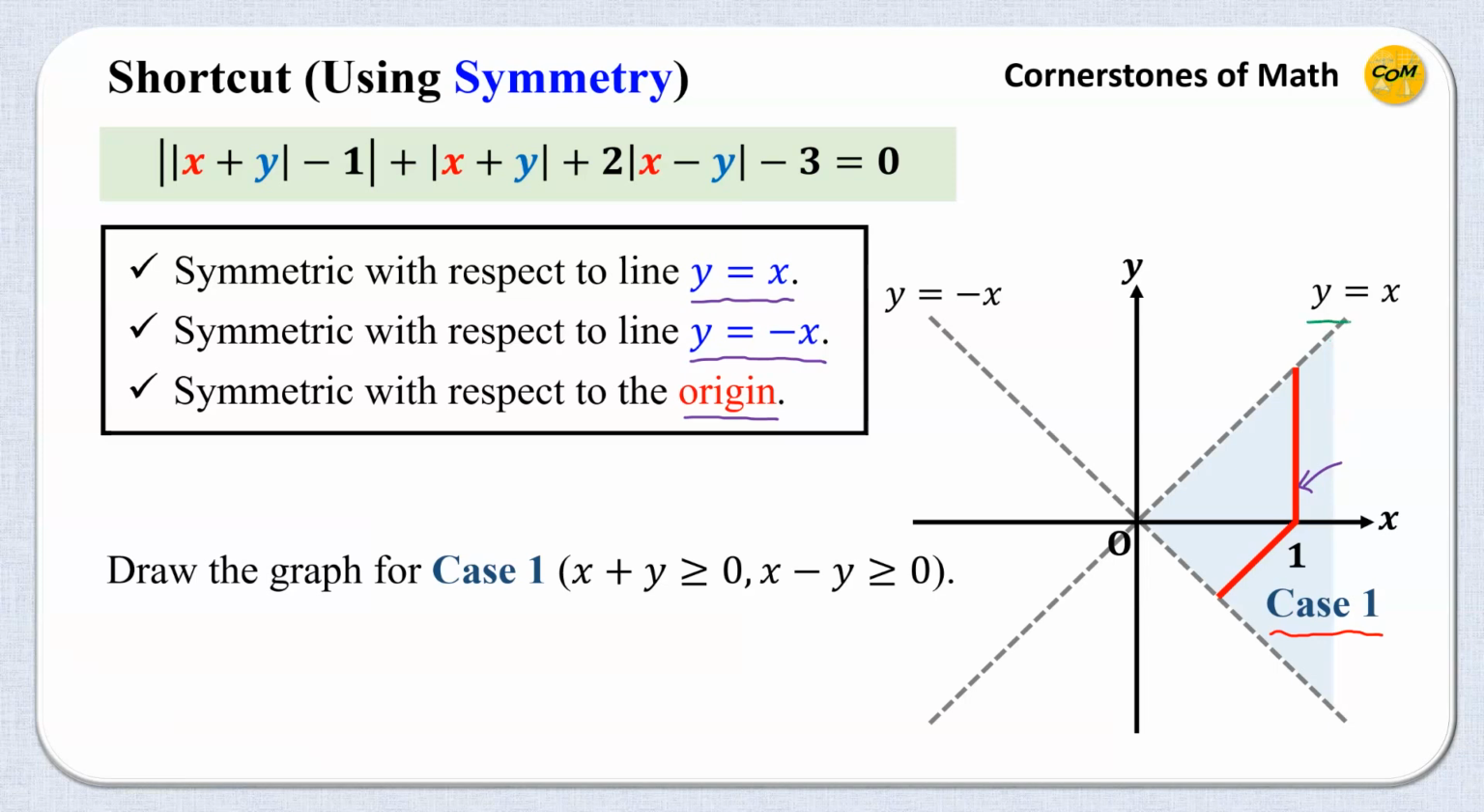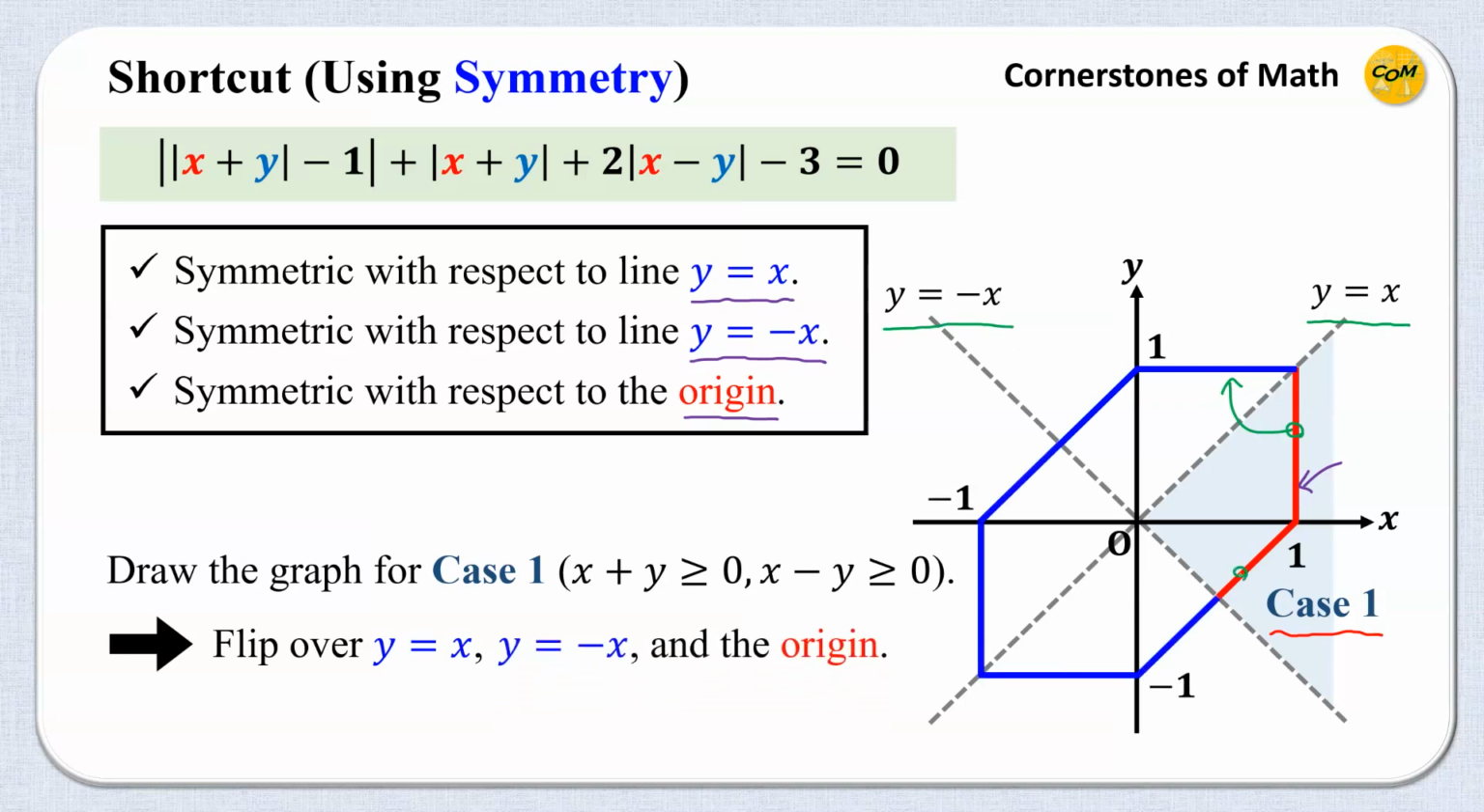Then, since the graph is symmetric with respect to line y equals x, we just flip the graph over line y equals x. Next, since the graph is also symmetric with respect to line y equals minus x, we then flip this graph over the line y equals minus x. And you can see that the third symmetry with respect to the origin, is also satisfied. And this is the method of drawing the graph utilizing both case division and symmetry.